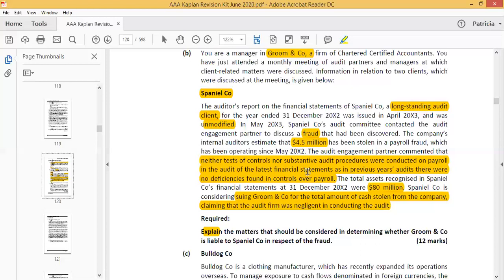And also, it's important to state the financial loss that has been suffered so that you can prove that negligence has occurred. In this situation, from the information you've gotten, you can confidently say that Spaniel is likely to be successful in proving that the audit firm has been negligent in the audit of payroll, and therefore Groom and Company will be liable for some or all of the financial loss suffered.